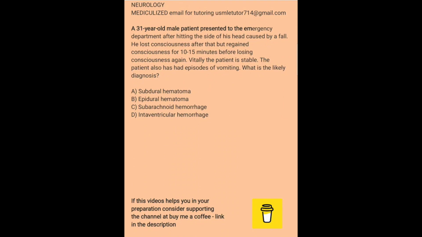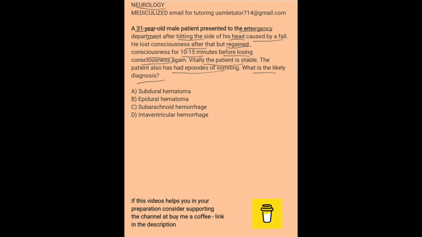Hello everyone, and welcome to another day of high yield USMLE questions. Today we'll be talking about neurology. So we have a 31-year-old male patient presented to the emergency department after hitting the side of his head caused by a fall. He lost consciousness after that, but regained consciousness for 10 to 15 minutes before losing consciousness again. Otherwise, the patient is stable. The patient also has had episodes of vomiting. Which of the following is the most likely diagnosis?